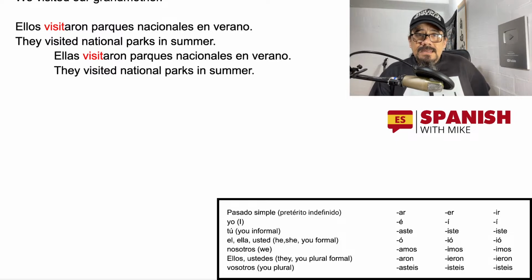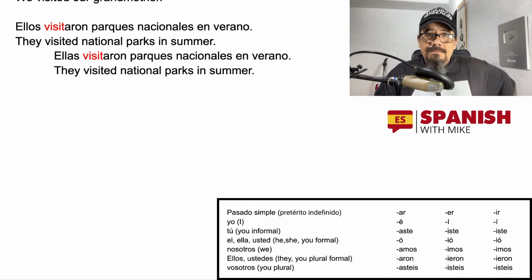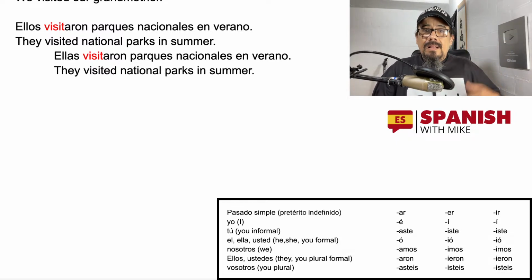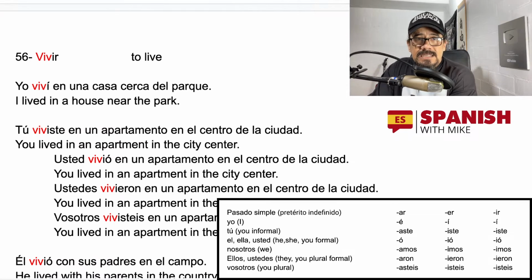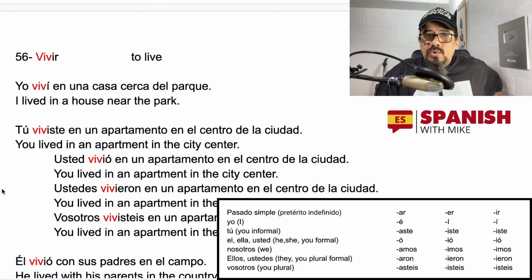Ellos visitaron parques nacionales en verano. They visited national parks in summer. Male. Ellas visitaron parques nacionales en verano. Female. And the last but not least, 56th verb. Verb number 56. Vivir, to live.